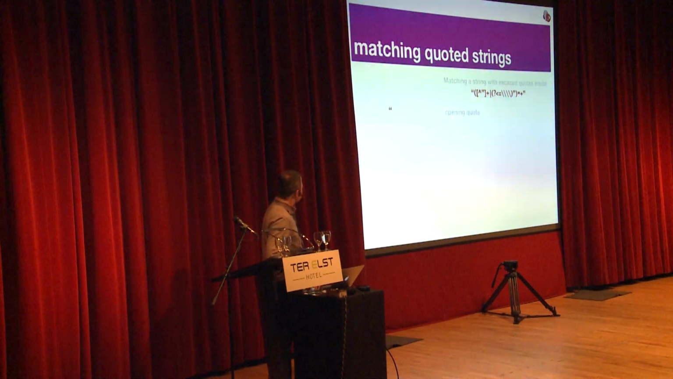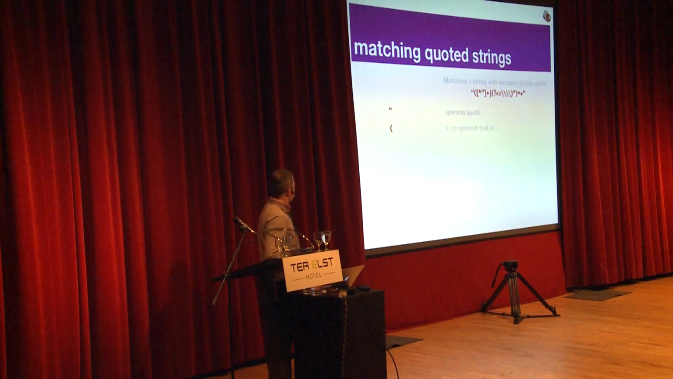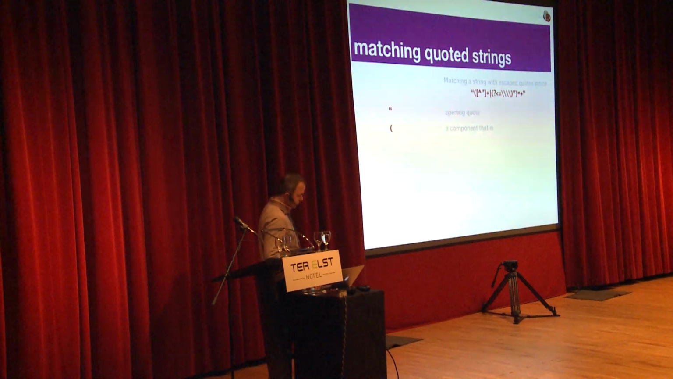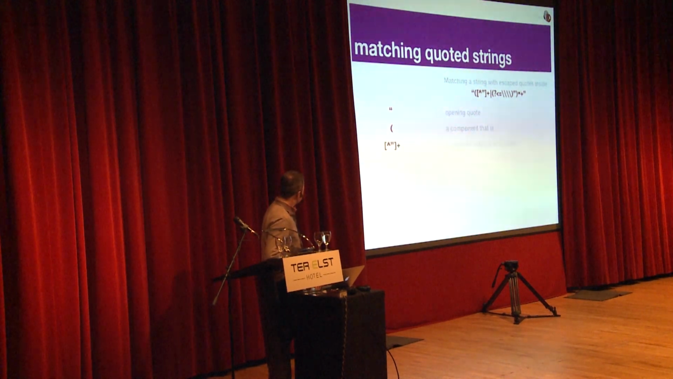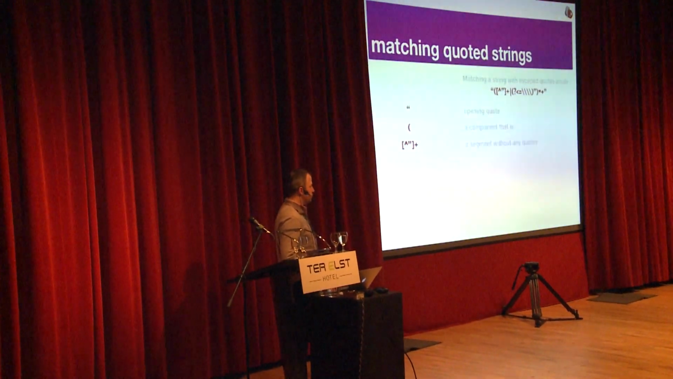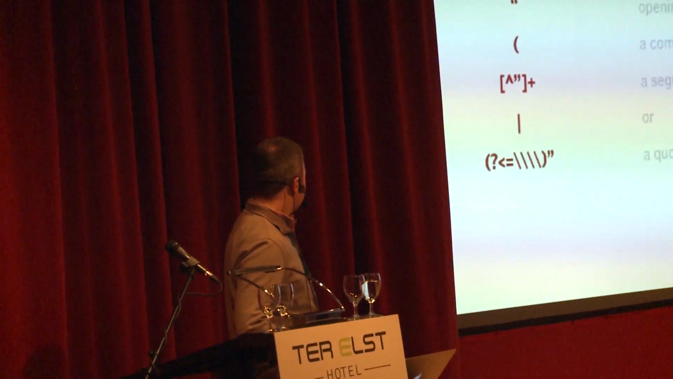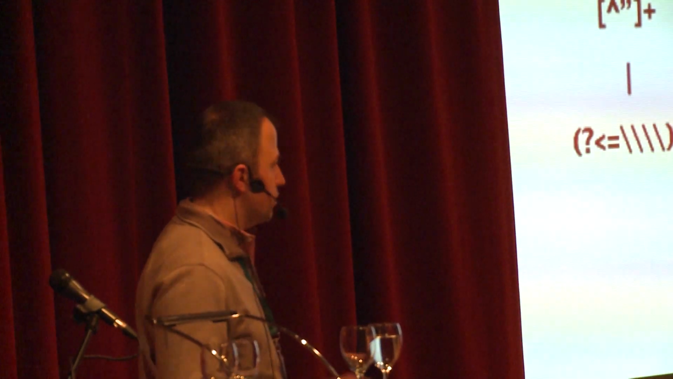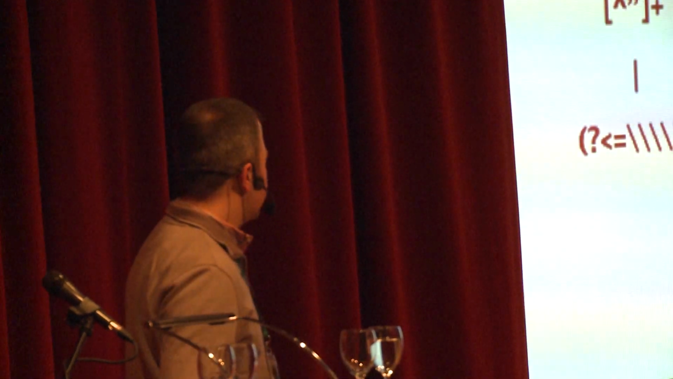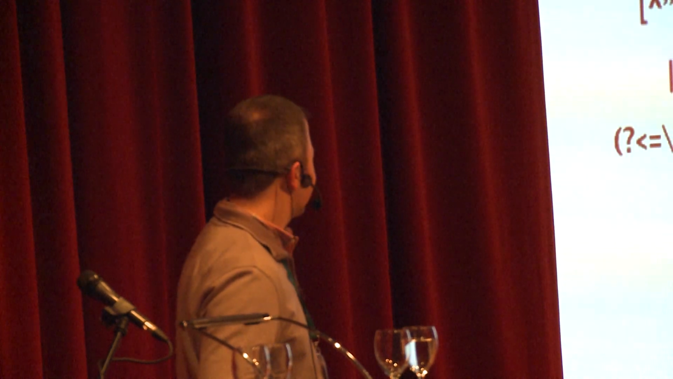I'll split that up. So we're matching an opening quote, right? And then we have a component. I like to think of these sub-patterns as components. So a component is a segment without any quotes, so not a quote 1 or more times, or it's a quote that's preceded by a backslash, and we're using this positive look behind. The reason I have to put 4 backslashes there, you can ask me that afterwards. But trust me, that's what you need to do.